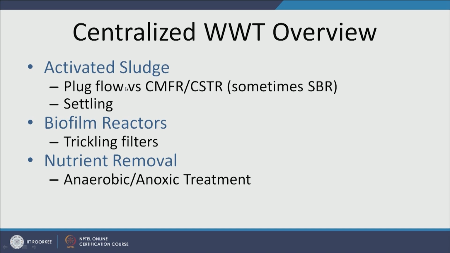Now, here we have two options. We can have either a plug flow reactor, or a CSTR, sometimes referred to as SBR. And I remember in the beginning of the previous class I talked about the activated sludge process and the SBR process. This is your activated sludge process, this is your SBR process. So, what is the difference between ASP and SBR?